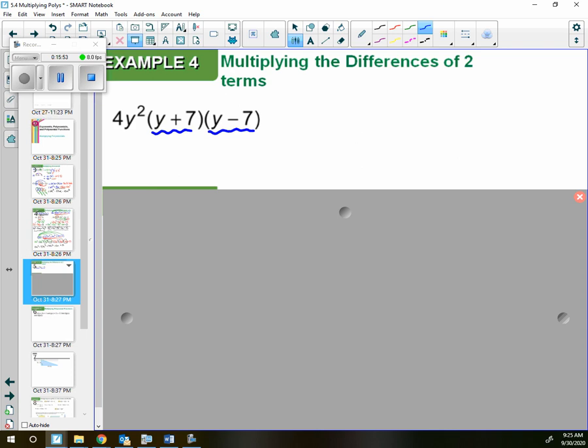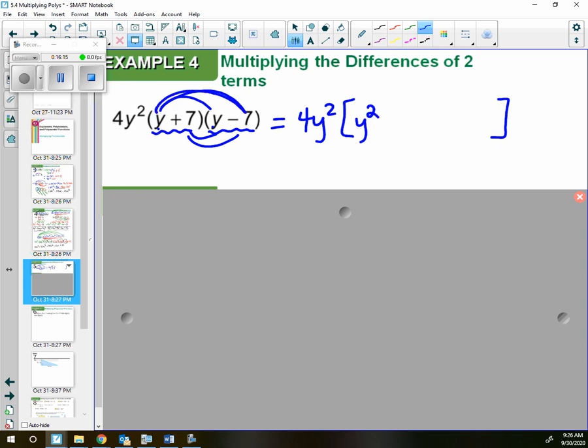So it's called difference of squares. I want to see what happens when we multiply those together. So we're going to start with those products and then see what happens when we do that product. So I'm just going to leave this 4y squared out front for the moment, and I'm going to go ahead and do FOIL with those 2 binomials. So y times y gives me y squared.